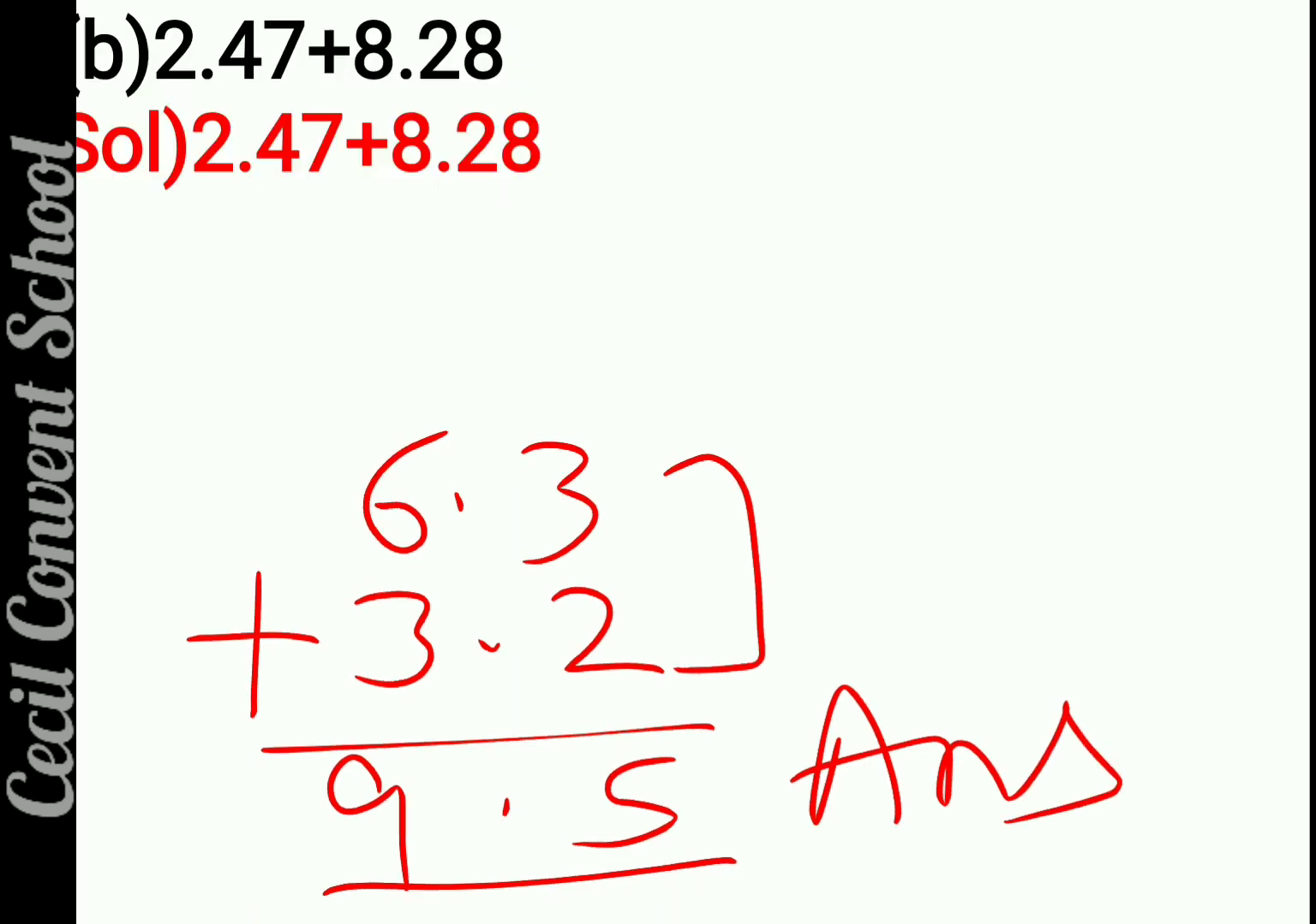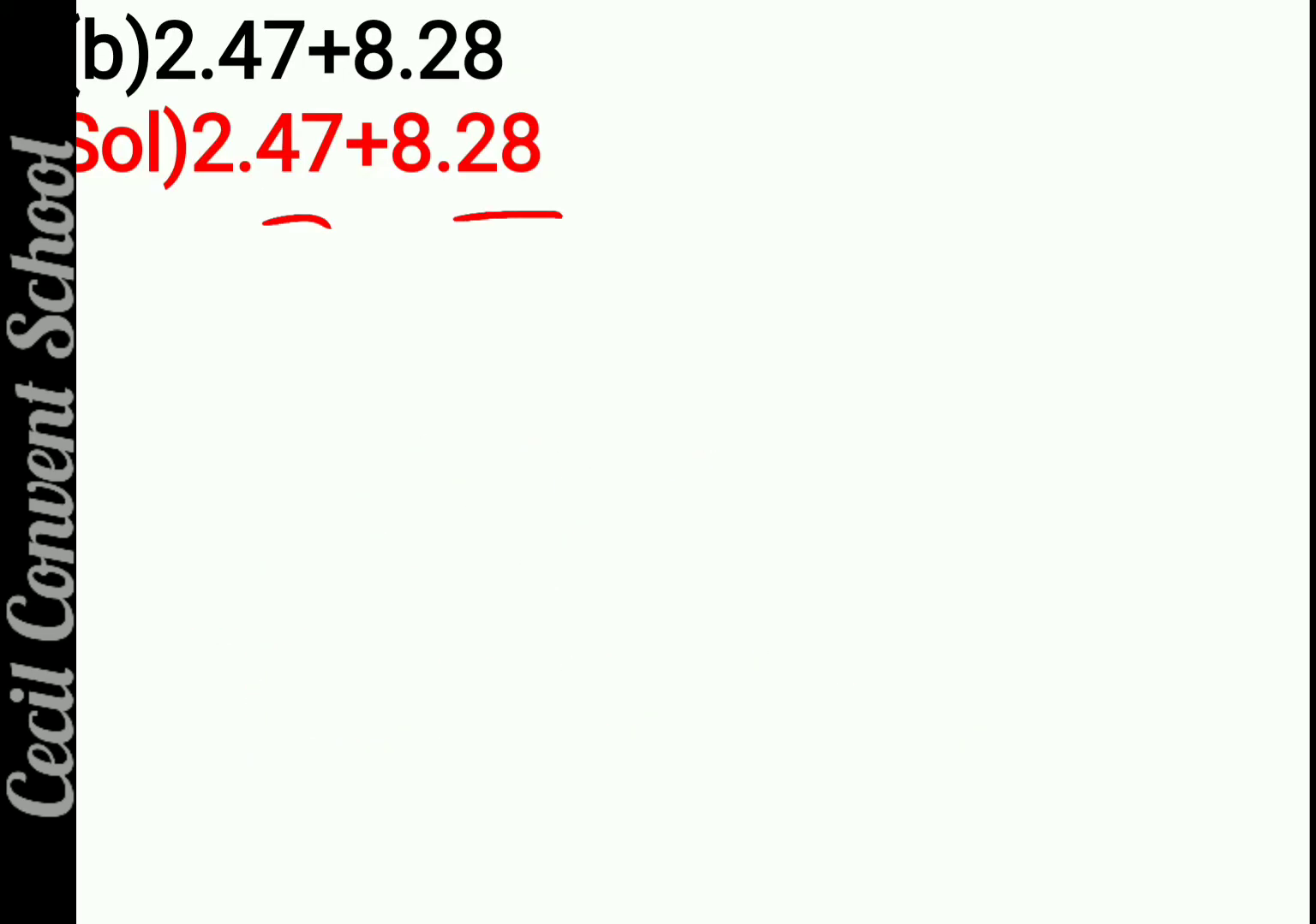Now we do part B. Again in part B, see, after the decimal 2 digits, after the decimal 2 digits. It means they are again in like decimal form. So we will write it like this.